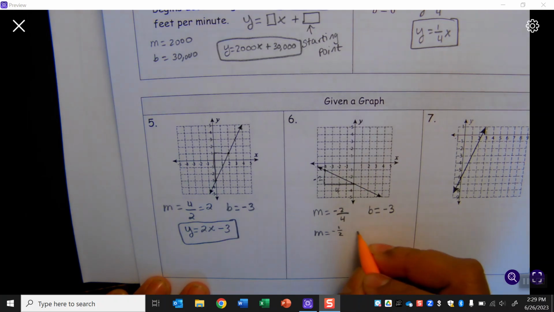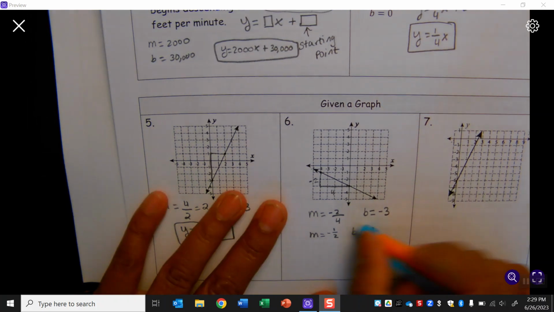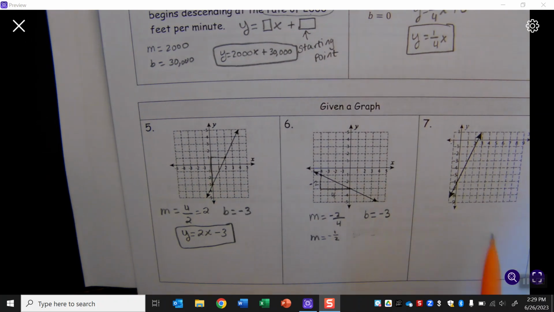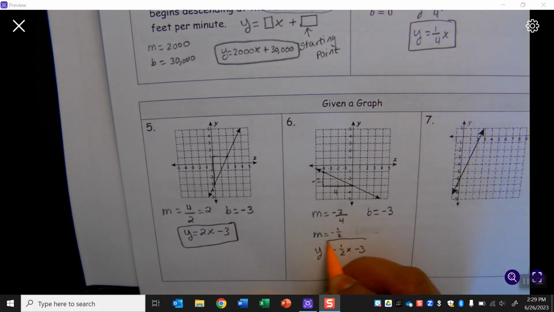You can put it in decimals as well to see. All right, anyway, I'm going to go ahead and finish writing this as negative 1/2 x minus 3. That's it.